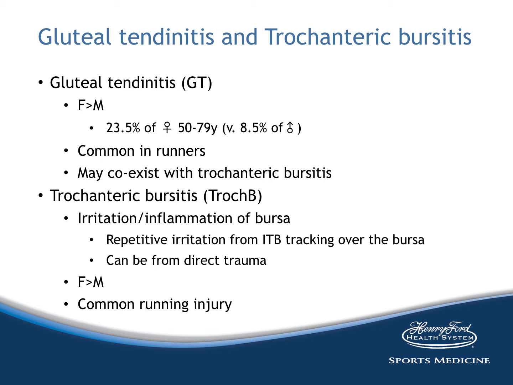Trochanteric bursitis is an irritation or inflammation of the trochanteric bursa, which sits just on the posterior inferior edge of the greater trochanter. It is caused by repetitive irritation from the iliotibial band tracking over the bursa, but could also be from direct trauma. It too is more common in females than in males and is a common running injury.